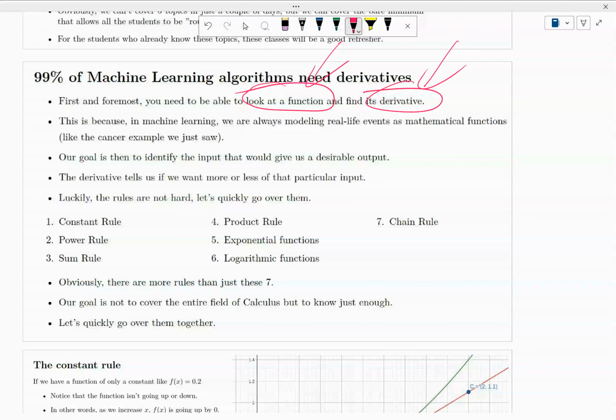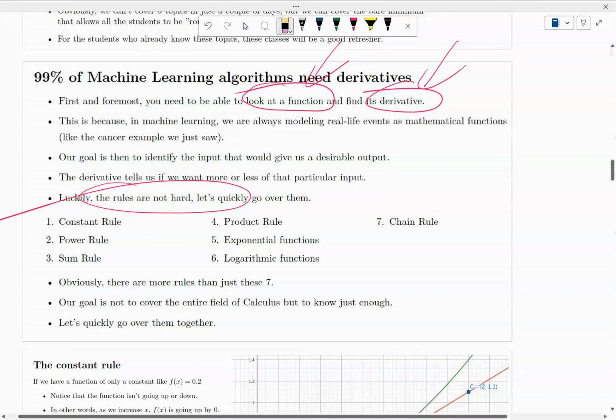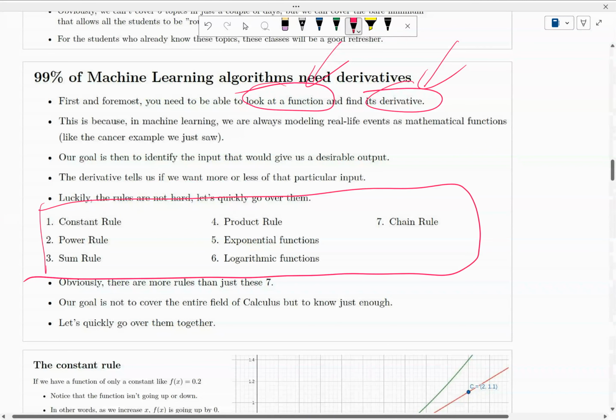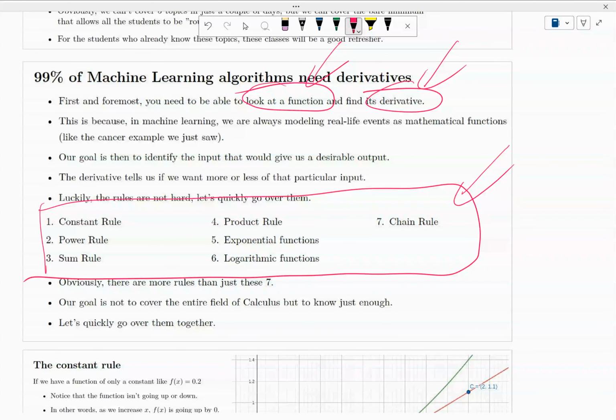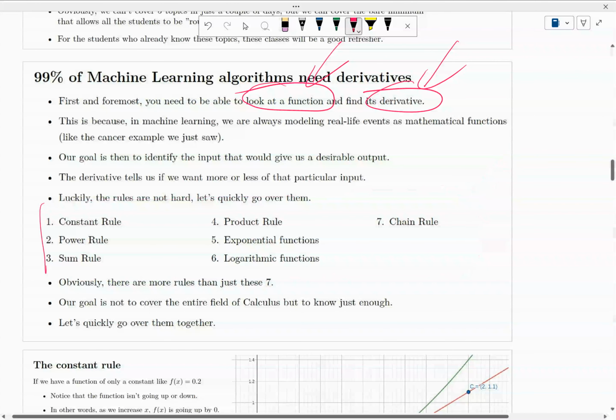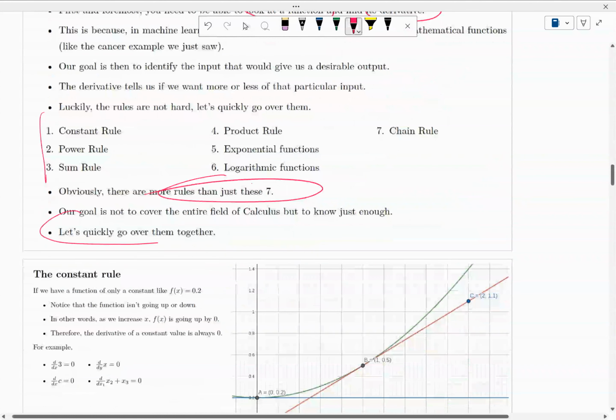For the most part, it's not that hard. There are only a couple rules. We're going to go over 7 of them. If you know these rules, you basically can take the derivative of most things. And the 7 rules are not hard. I know calculus made it very complicated, but we're going to skip a lot of details and just look at these 7 rules. Obviously there are more than 7 rules, but hopefully we can quickly go over them so that you can get the point.